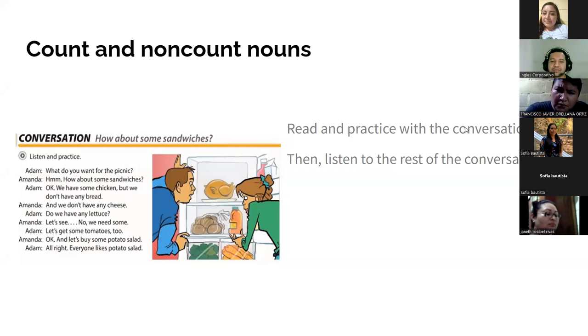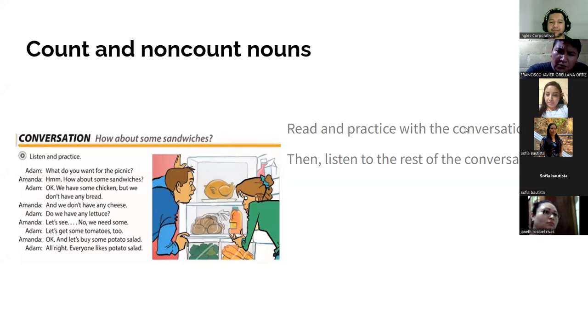So as you can see, como estábamos hablando ayer, el any es para preguntas. Podemos verlo ahí. And do we have any lettuce? Also, some se puede ocupar para preguntas, como le decíamos ayer, ¿verdad? En la segunda pregunta de la conversación tenemos how about some sandwiches, ¿verdad? Y some, ahí podemos ver que está en una pregunta. Entonces, any y some las podemos utilizar para preguntas. Y también cuando dice we have some chicken, podemos utilizarlo en afirmativas. Dice, but we don't have any bread. Y any, ahí está en una negativa, ¿verdad? We don't have any bread. También después dice, do we have any lettuce? Let's see, no, we need some. Entonces, ahí podemos ver cómo se utiliza some y any.